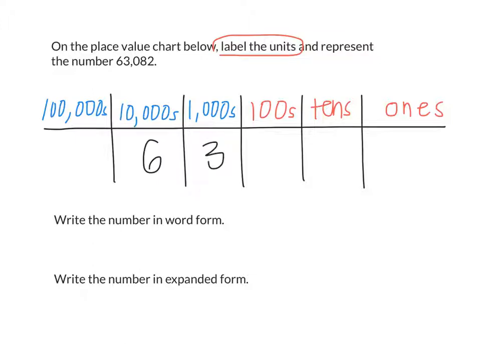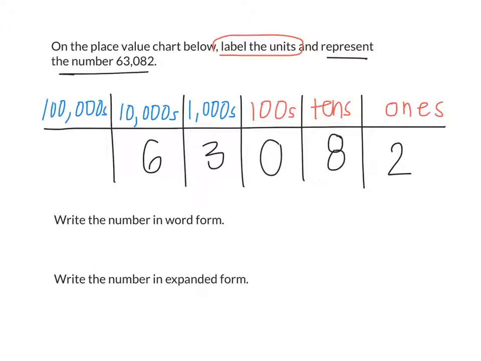Thousands place. Good. How many hundreds do we have in this number, Anshul? 0. None. Good. How many tens do we have, Evan? 8. And how many ones do we have, Garrett? 2. Very good. So we've now followed the directions. We labeled the units and we represented the number 63,082.